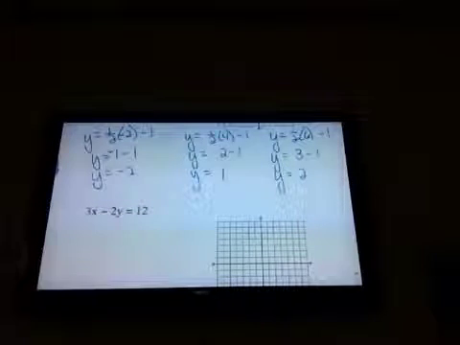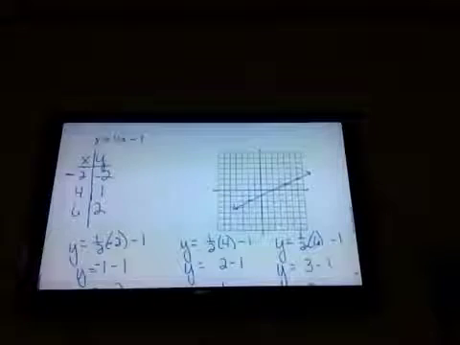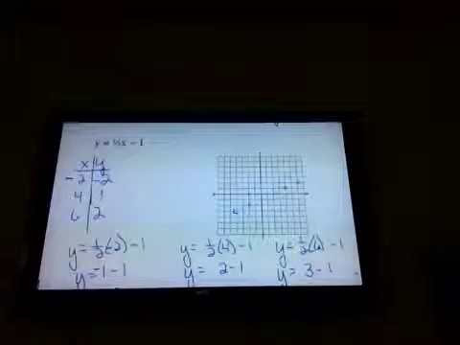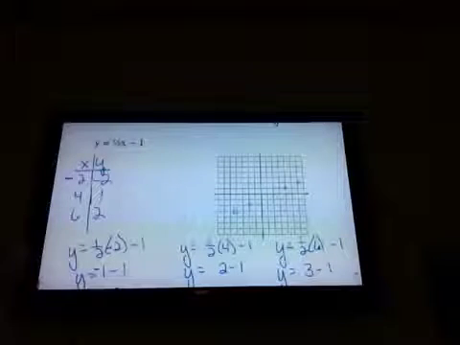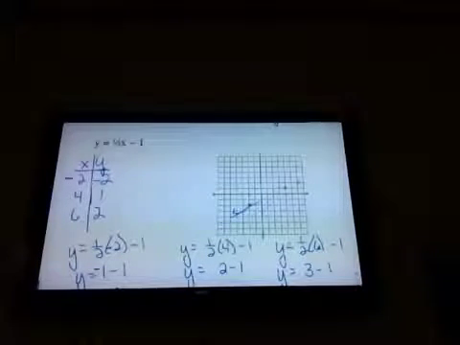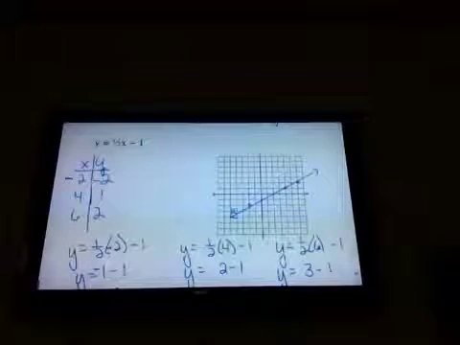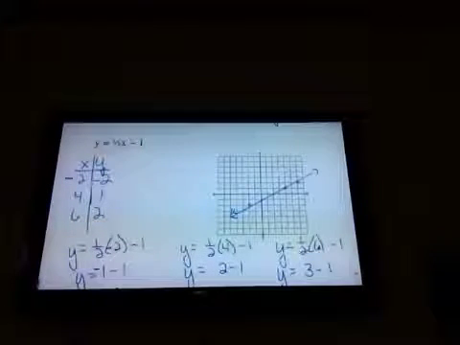Notability has a thing where if you hold it down, you can get a really straight line because you just go and it straightens it for you. That won't work with pencil and paper obviously, but.